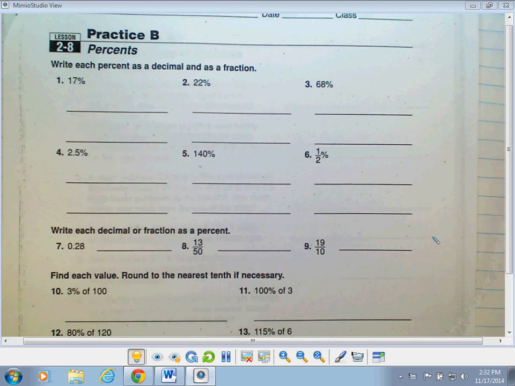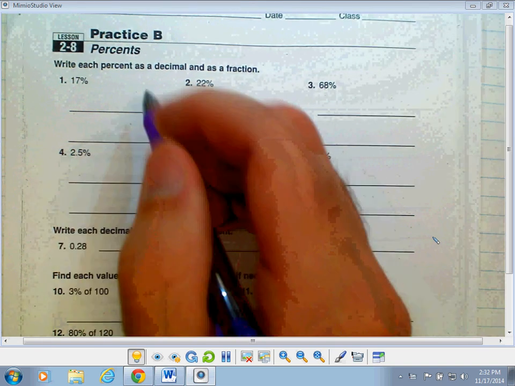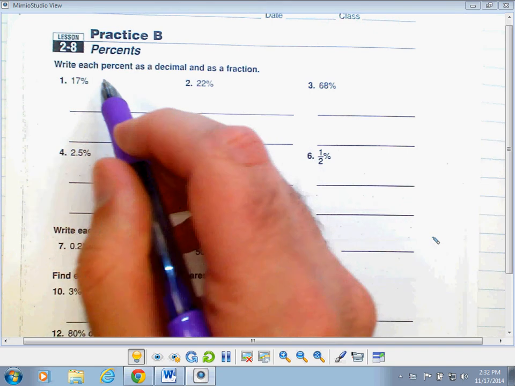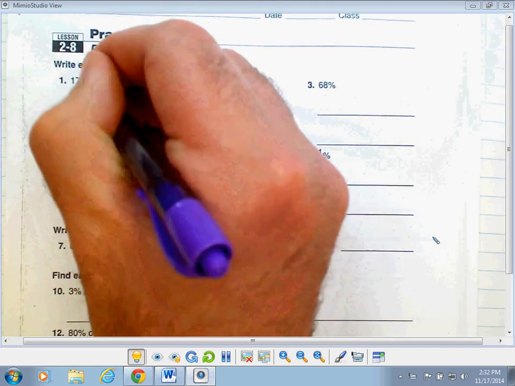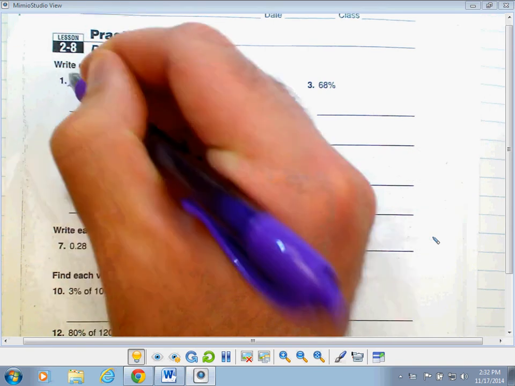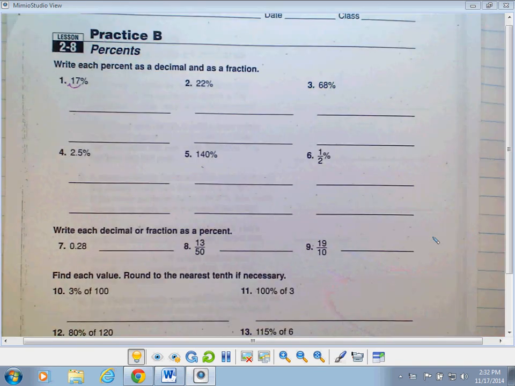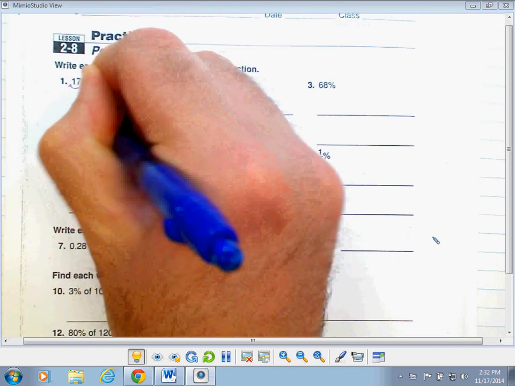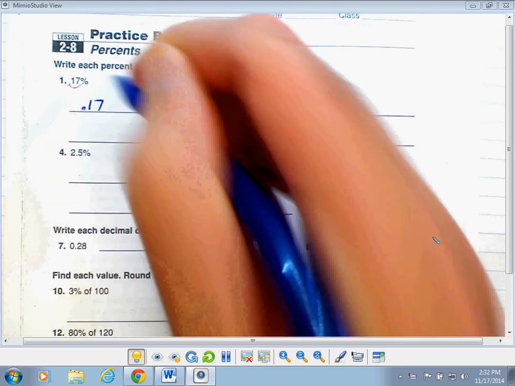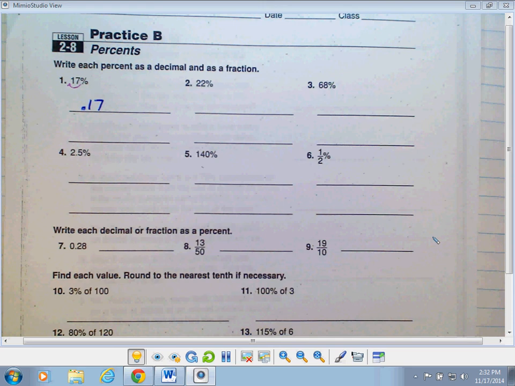So for number 1, the rule for converting a percentage to a decimal is simply to take wherever the decimal point is currently located and move it 2 places to the left. So in this case, the decimal becomes 0.17. Pretty standard percent to decimal problem.